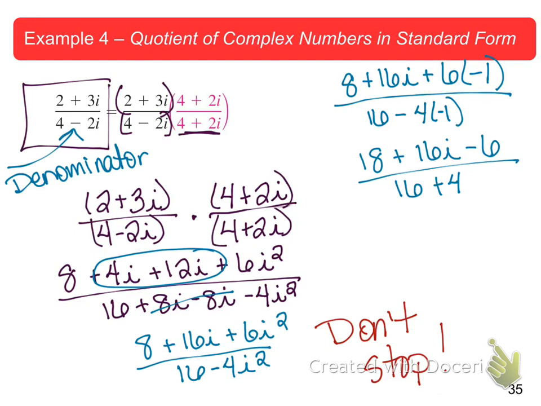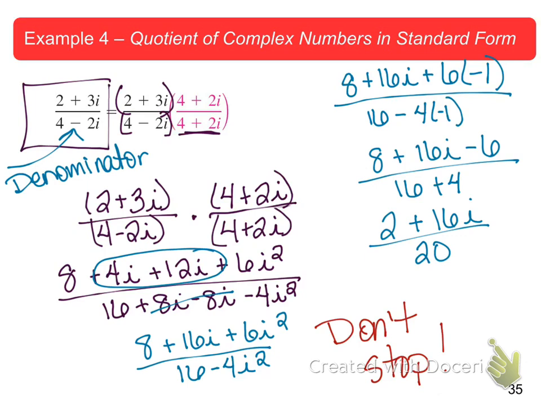What is negative 6 and 8? Okay. 8 and negative 6 is 2. Right? I better ask you guys. It's 2? Okay. 2 plus 16i. 16 plus 4 is 20.